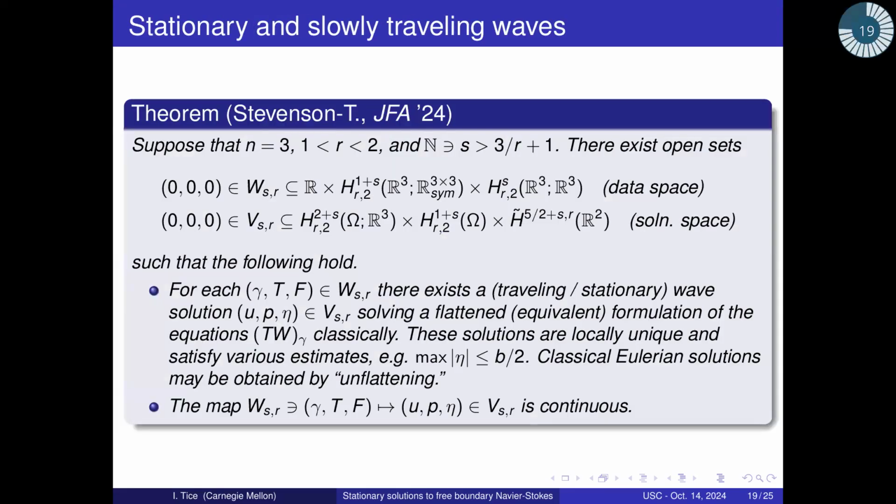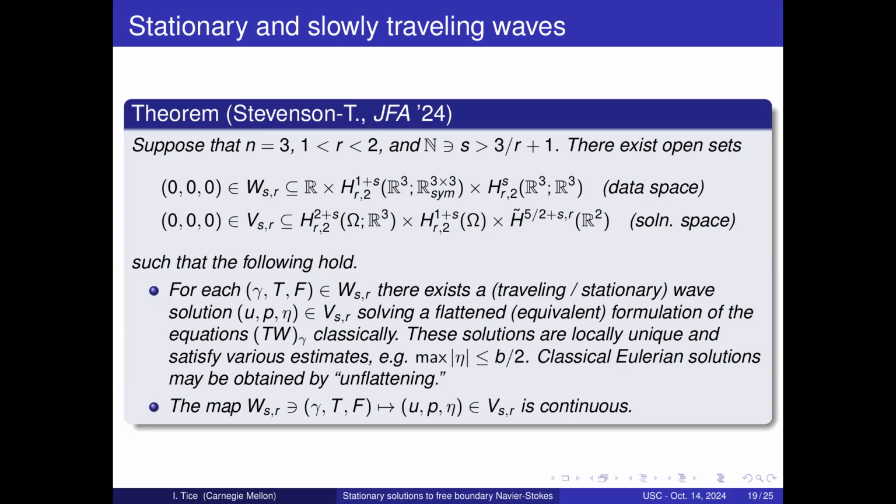Okay, so the result with Noah, which came out just this last year, is that if we only look at dimension 3, and that's the only thing that we can consider, but we pick any r between 1 and 2, then there is a regularity parameter that is tuned to r, and open sets like what I was describing before. So there is an open set in the data space, but notice now that it contains the origin. And there's an open set in the solution space, but this is roughly mirroring what I showed you before.